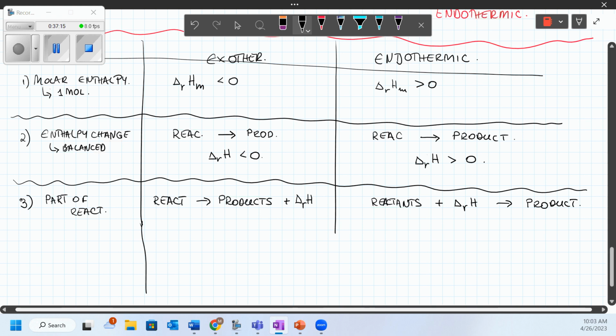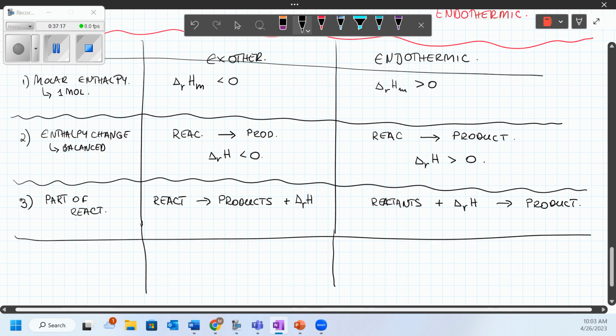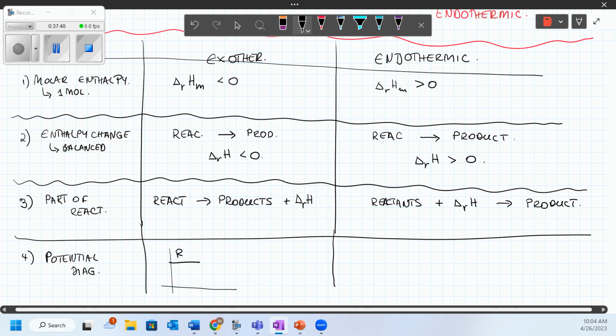Okay, and the last way is using a diagram. I will just say potential diagram. In an exothermic reaction, the energy is released to the environment. So in exothermic, you will have reactants, products, and in an endothermic, you will have reactants, products. So that is the sign of it.